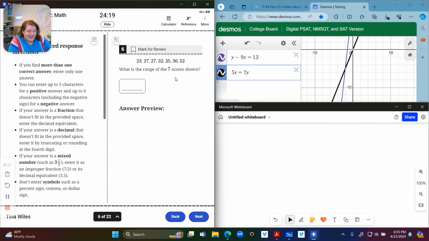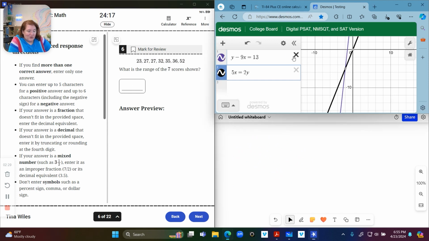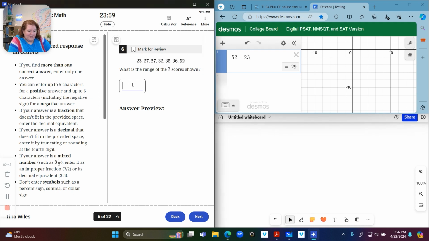Number 6, what is the range of the 7 scores shown? Range is the highest value minus the lowest value in your data set. These are already in numerical order, so I would do 52 minus 23, highest minus lowest, and the range is 29.